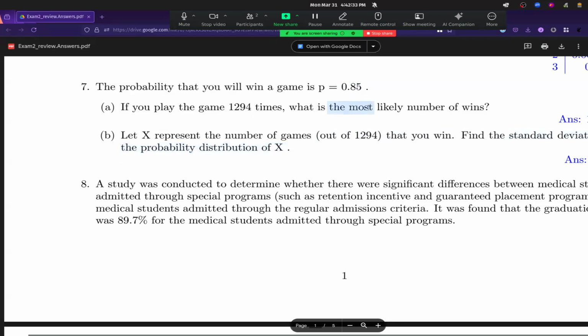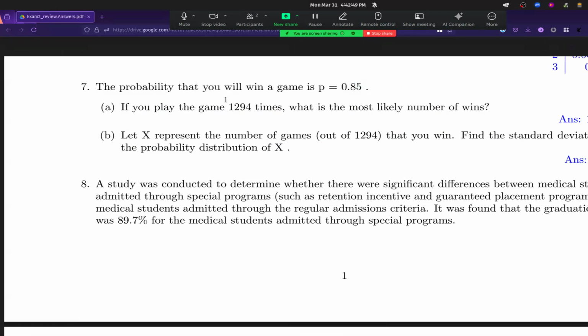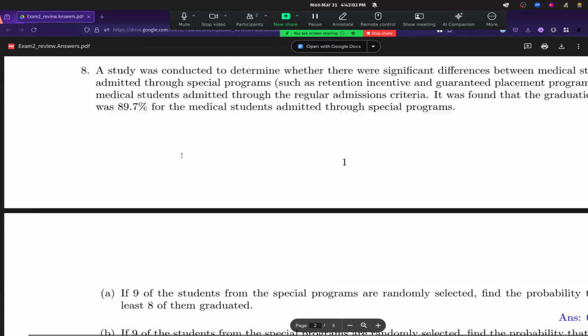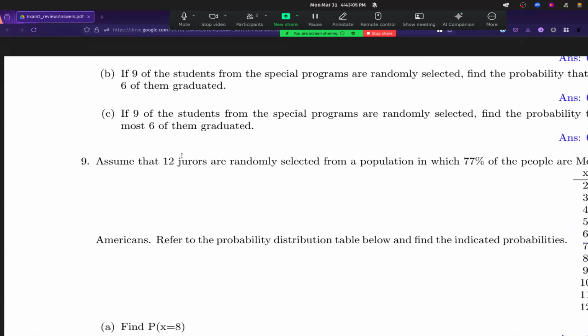Right. Oh, and I should point out, this is the most likely number of wins is a way of asking for the mean. So part A, you can use the easy binomial mean formula. But once you realize it's binomial, forget about all the other formulas, and there's just the easy mean, the easy standard deviation, and then that kind of more complicated probability formula. Got you. All right. So I would say that's probably a good start as far as what to look for in a good chunk of these problems.